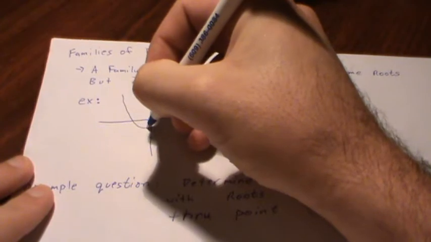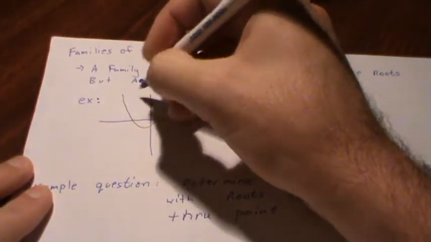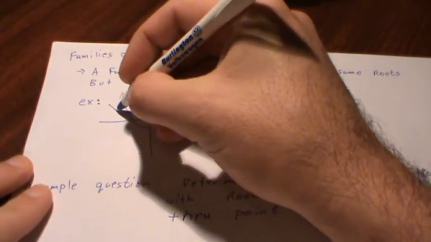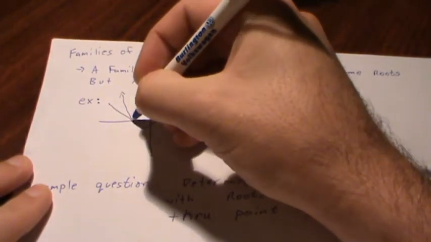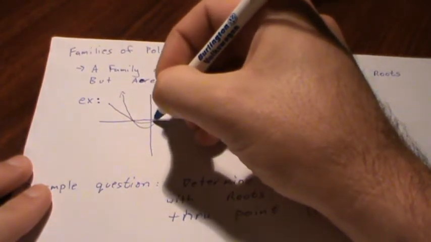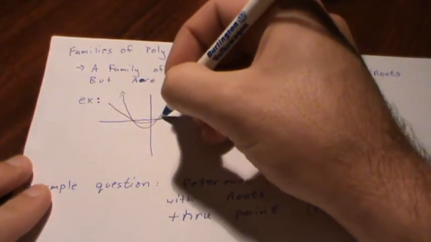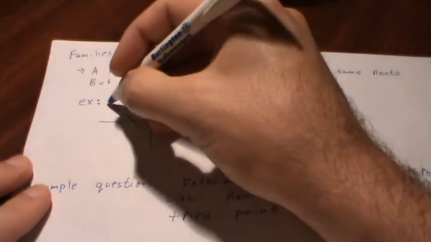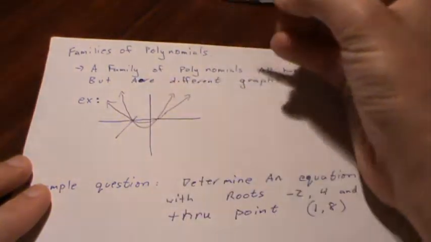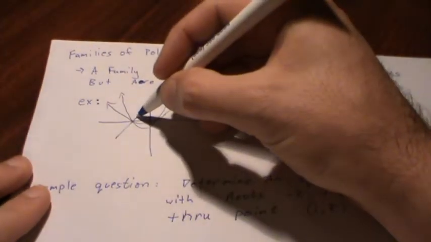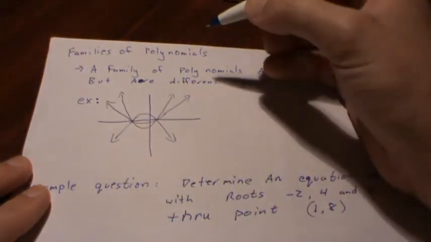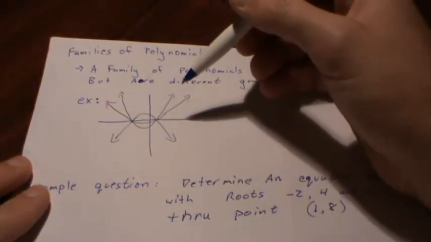parabola here, and then another parabola that has the same roots but happens to be a different graph, or even this parabola here. This is a family of three parabolas, actually.